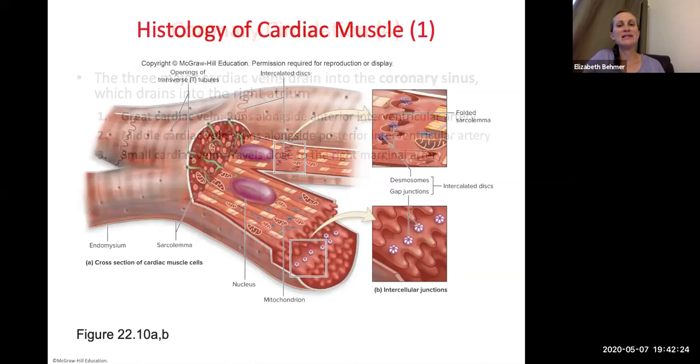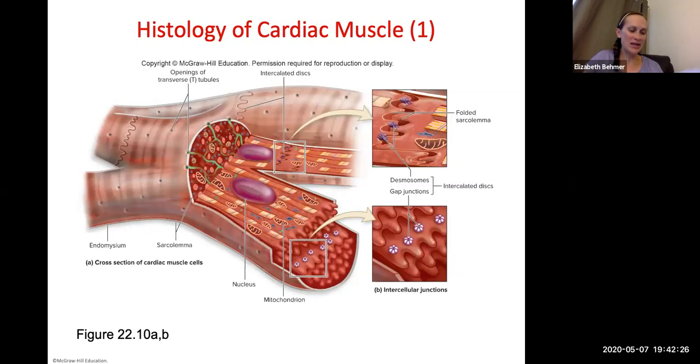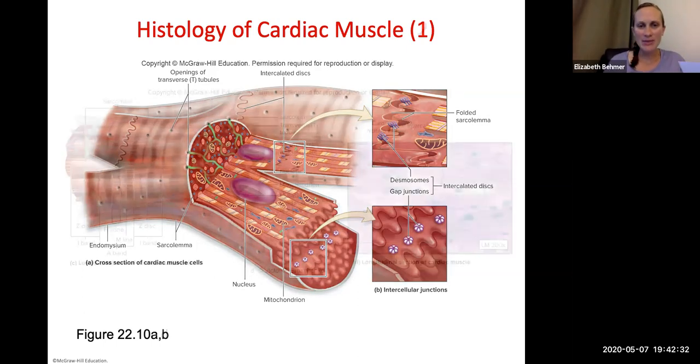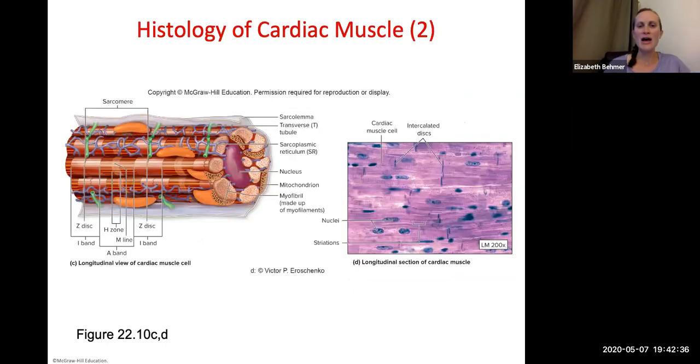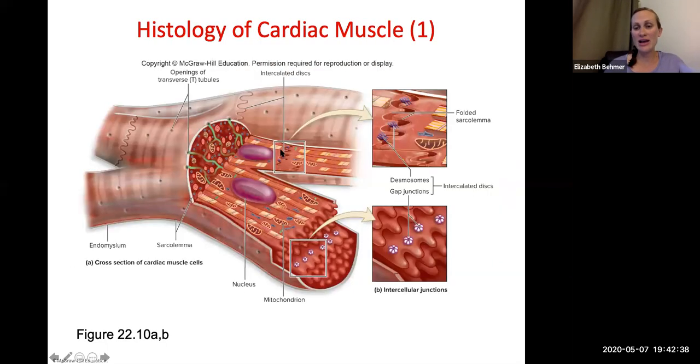A little bit of histology of cardiac muscle, and we'll answer what are intercalated discs and why are they important here. Let me see if I actually get to notes. I do eventually, okay. So here's a look at a branched cardiac muscle cell.